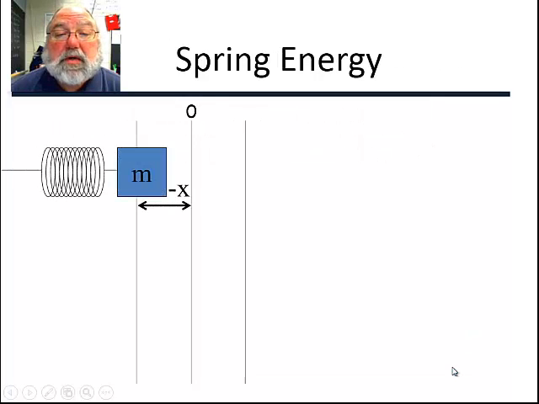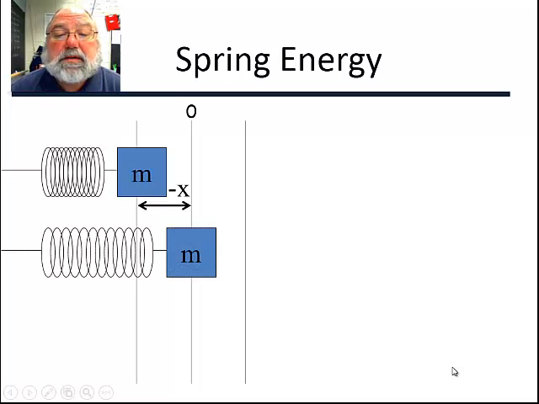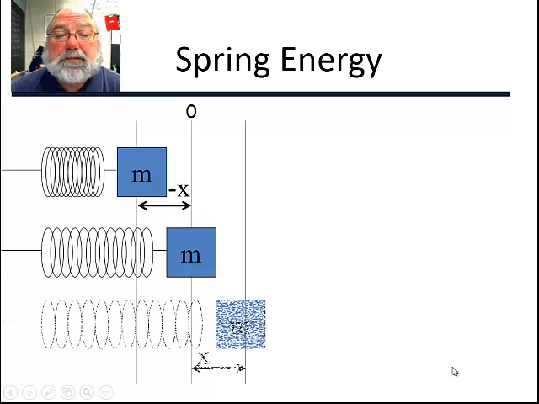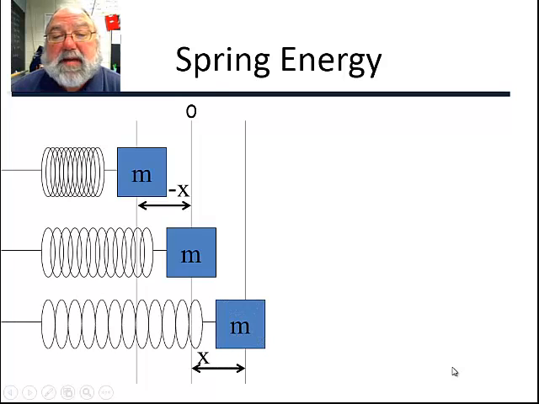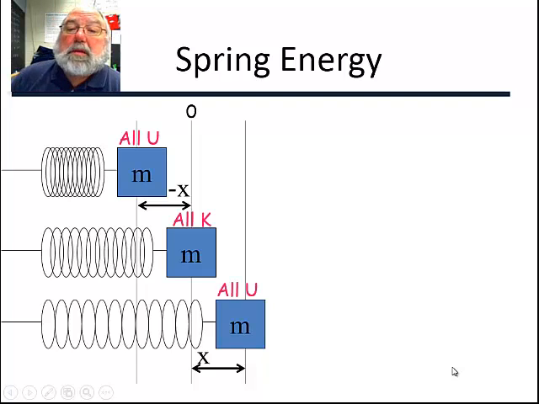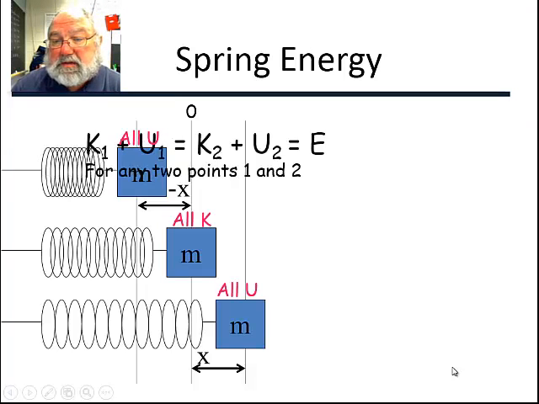Okay, another pictograph. Okay, so there we've compressed our spring. It's in equilibrium. Now it's at its maximum. It's extended. So when it's compressed, it's all potential. When it's at equilibrium, it's all kinetic. And when it's extended, it's all potential.